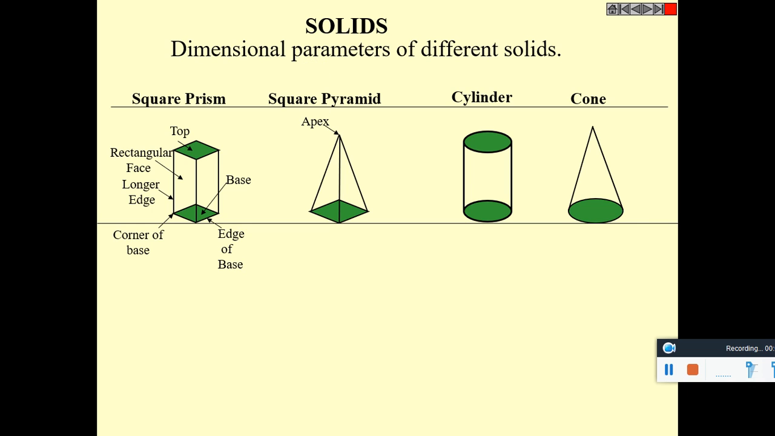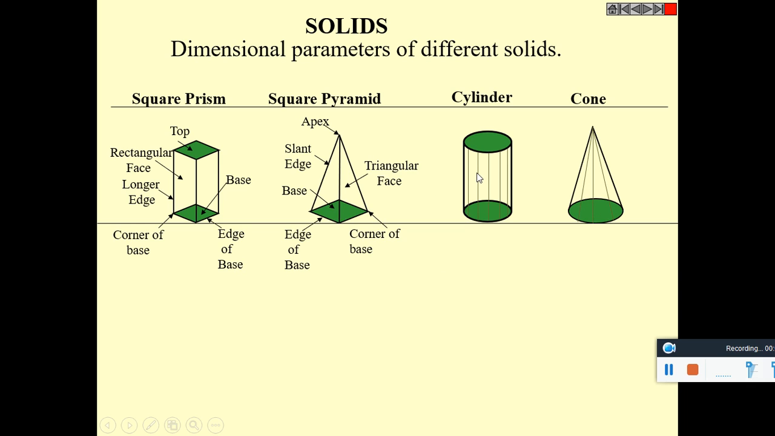In the case of a square pyramid, this point is called the apex. This is the slant edge. This is the base and base edge. There is a corner of base. Triangular face. It has 4 triangular faces.